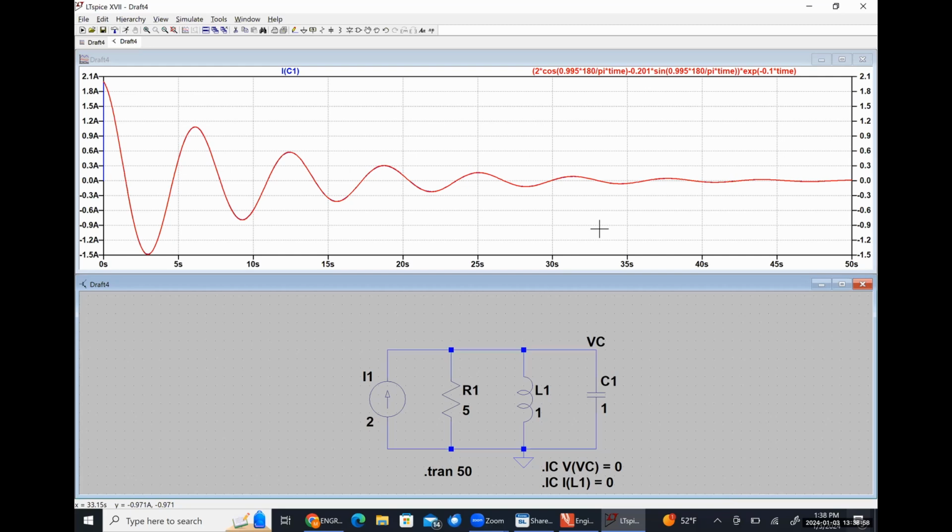All right, so at this point, we have worked an example of a series RLC circuit that was critically damped, a parallel RLC circuit that was overdamped, and a parallel RLC circuit that was underdamped. So we're good, I think.